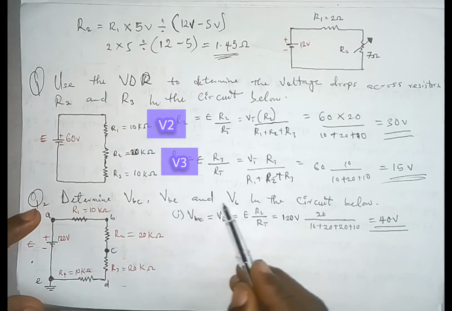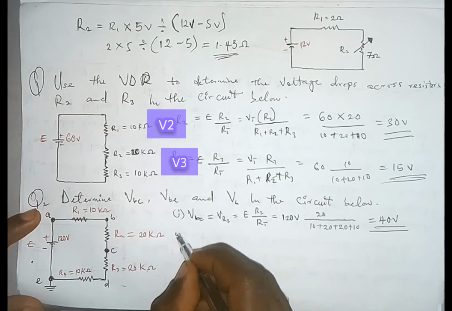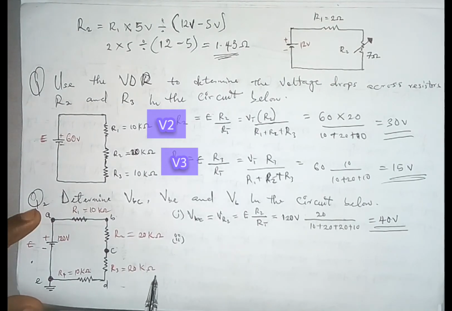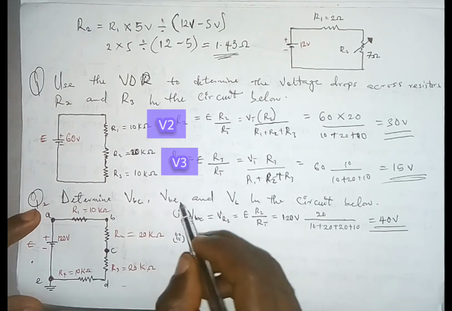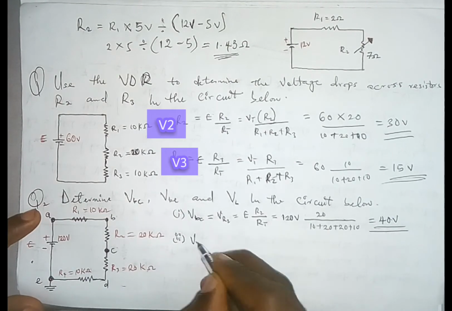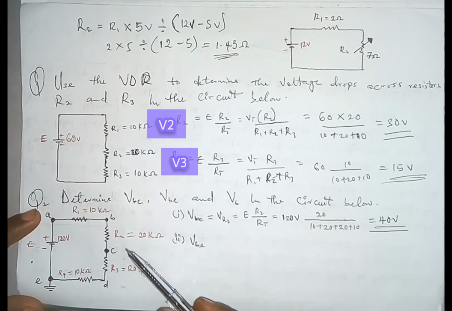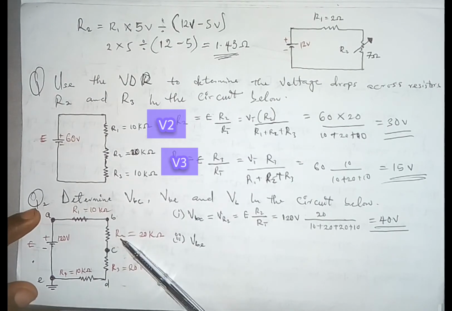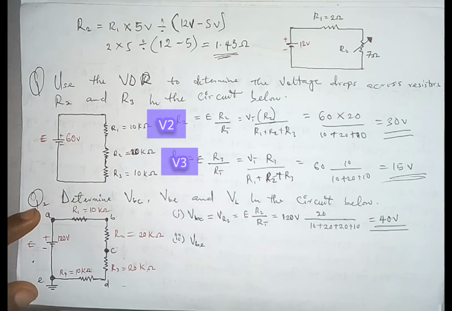In the next question, we have to look for VBE. We don't want to waste our time, that is why we are trying to shorten this video. So VBE: what are the resistances that we have in our VBE? From B to E, we have R2, R3, and R4. Those are the three resistances we have.